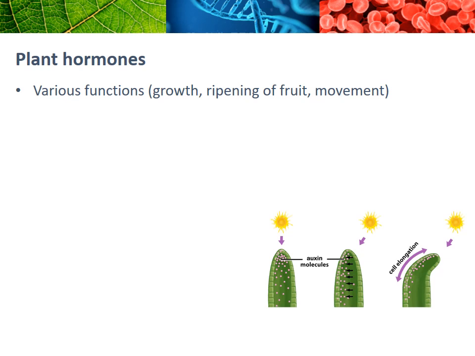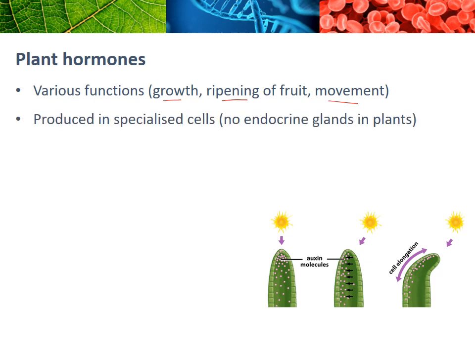We also have plant hormones, and they are quite different to animal hormones. Again, they've got various functions which control things like the growth of the plant through cell division, things like ripening of fruit, and also movement, which I'll explain in a minute. You might not really think that plants move as such, but they actually do in the presence of some plant hormones.